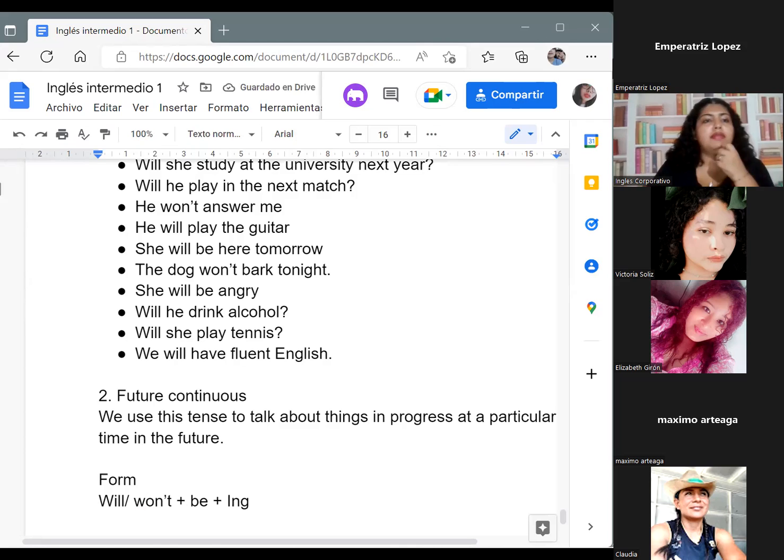So in this case, we have this structure in which we're going to use will, plus the verb to be in that form, and then we are going to have another verb with ing.